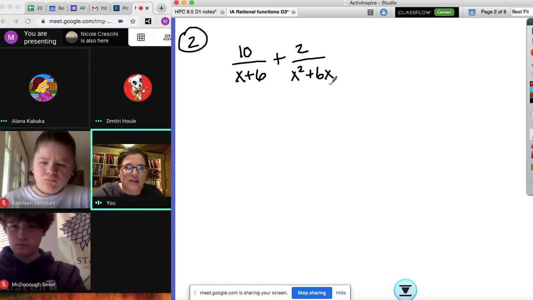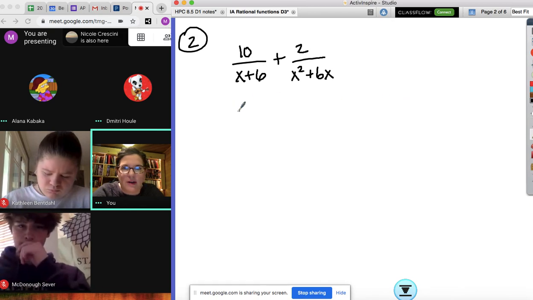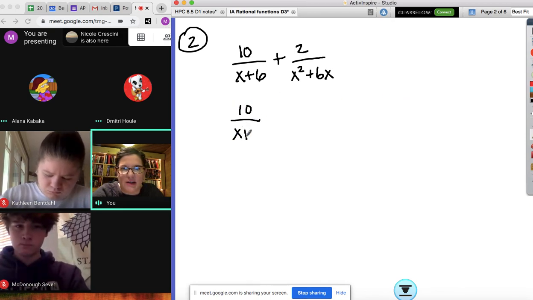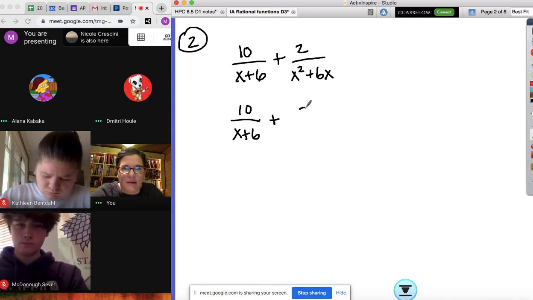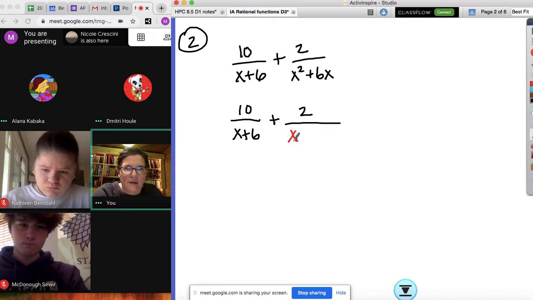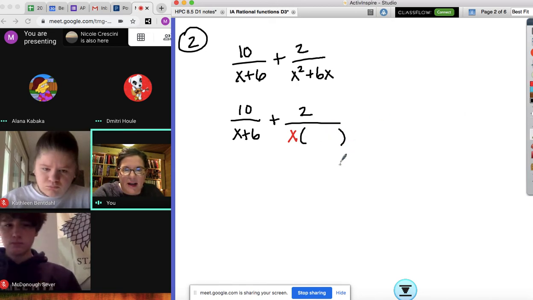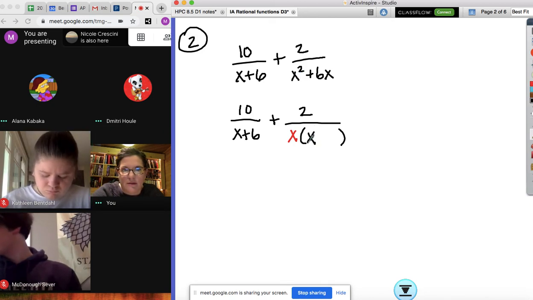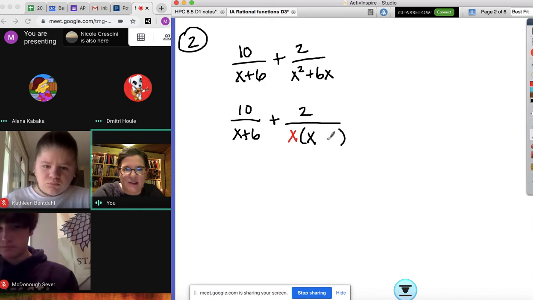Yeah, so you can take an x out. So I'm going to rewrite the first fraction, and I'm going to rewrite the top. Okay, now I'm going to take out that x that you said that they have in common. And then we have to look at what we are going to have left over. So like x times what would make this x squared? That would have to be an x. And then x times what would make a 6x?